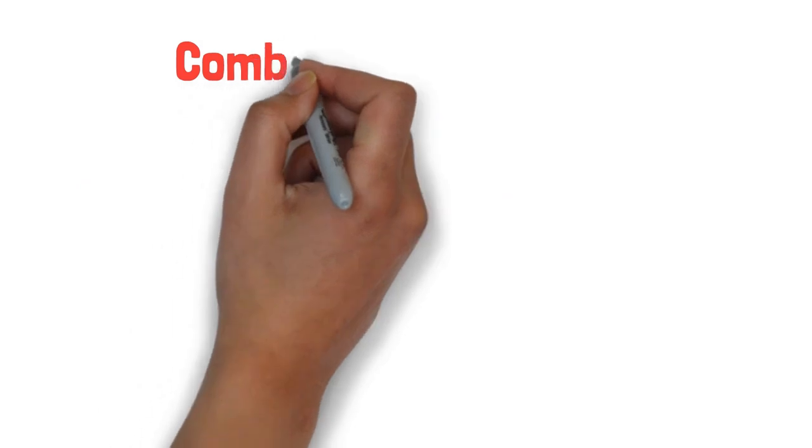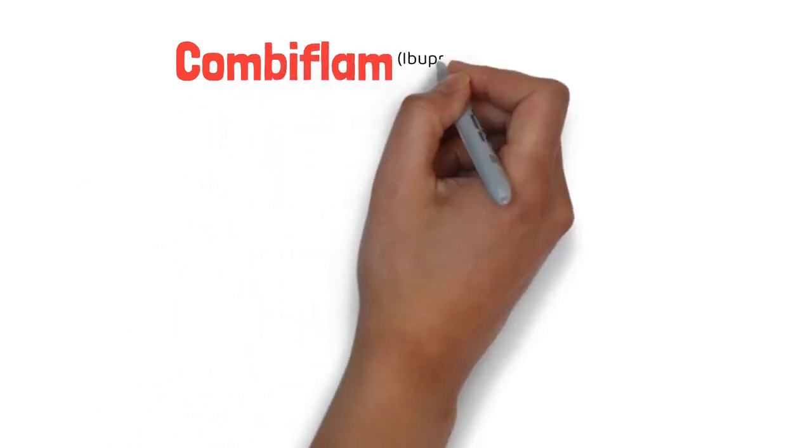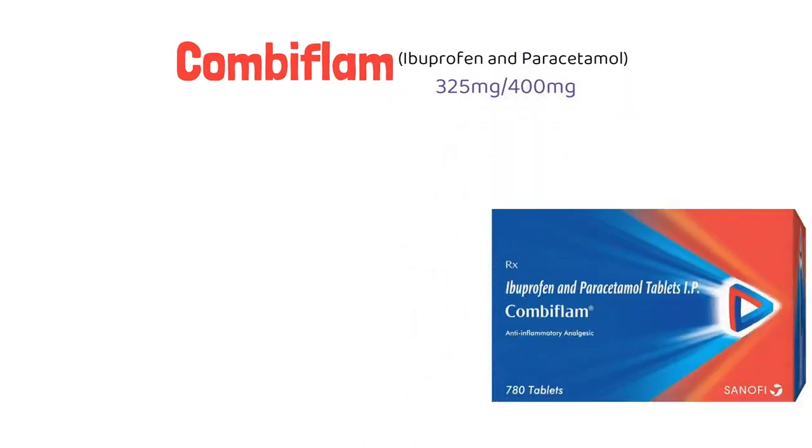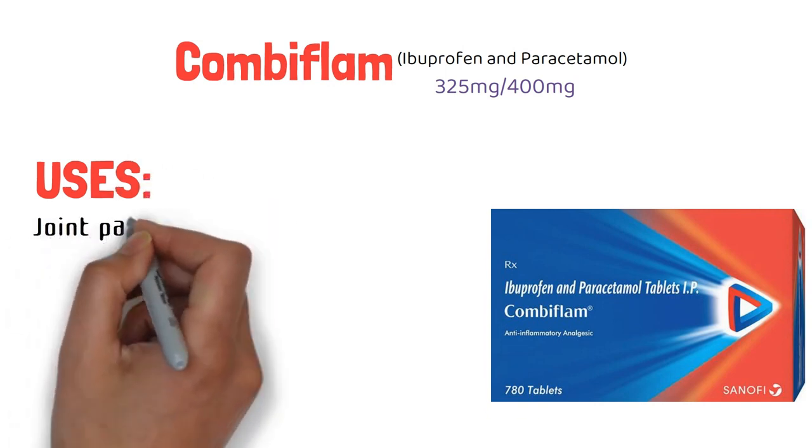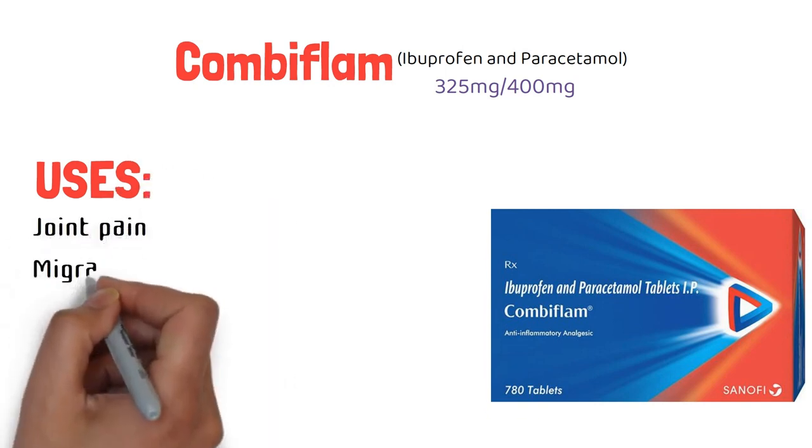Next painkiller is Combiflam. It contains two chemical salts, ibuprofen and paracetamol. It's available in 325 mg and 400 mg. You can see here some uses and side effects of this medicine.